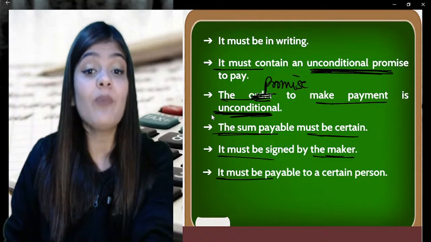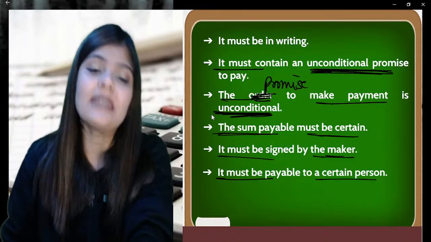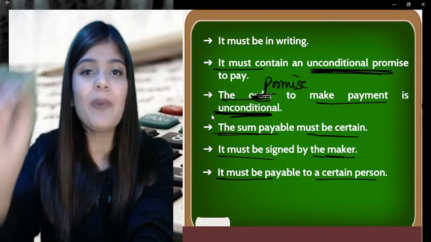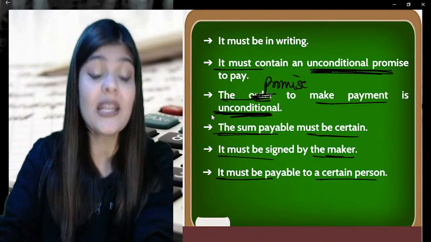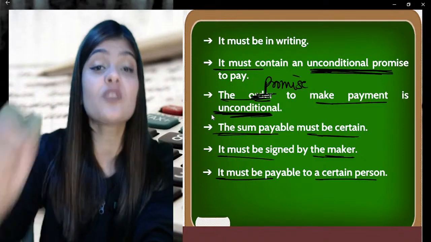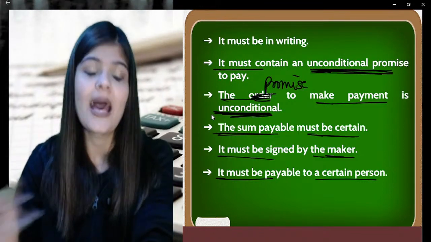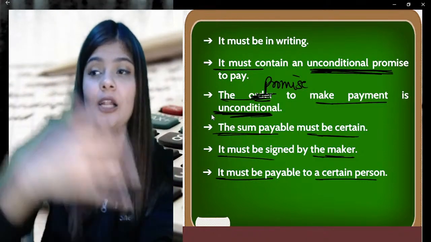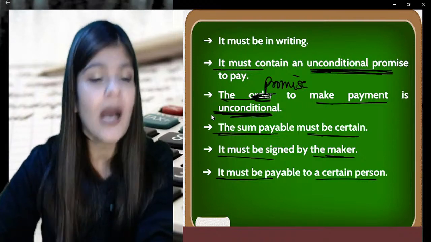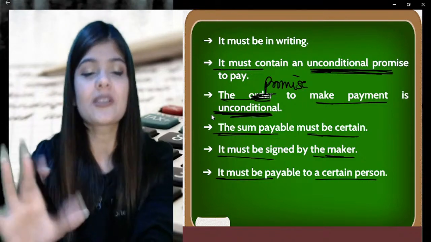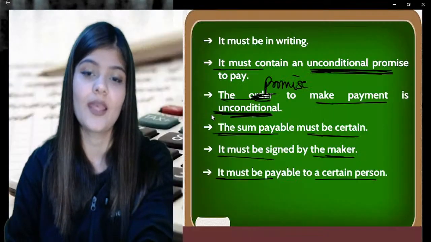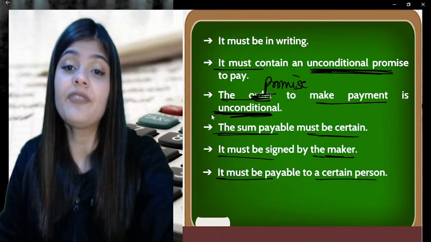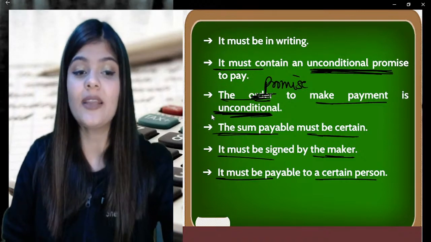Next, it must be payable to a certain person. The name of the person you are paying must be there. It must be payable to a certain person and the name of that person should be written over there. I promise to pay to Sheetal, to Karan, to Karishma. The name of that person should be certain and should be written. So these are the features of promissory note.